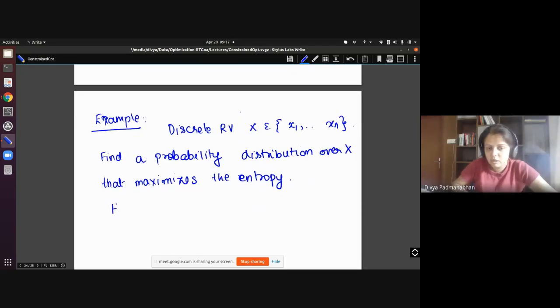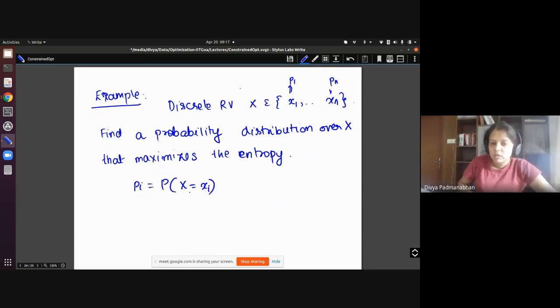So the entropy for this random variable, given some distribution. Let's say P1 is the probability that x takes the value x1, and P2 is the probability that x takes x2, and so on up to Pn. So Pi is the probability that x takes a value xi. The entropy for this distribution is defined as the summation over all these support points of Pi log Pi, with a negative sign.